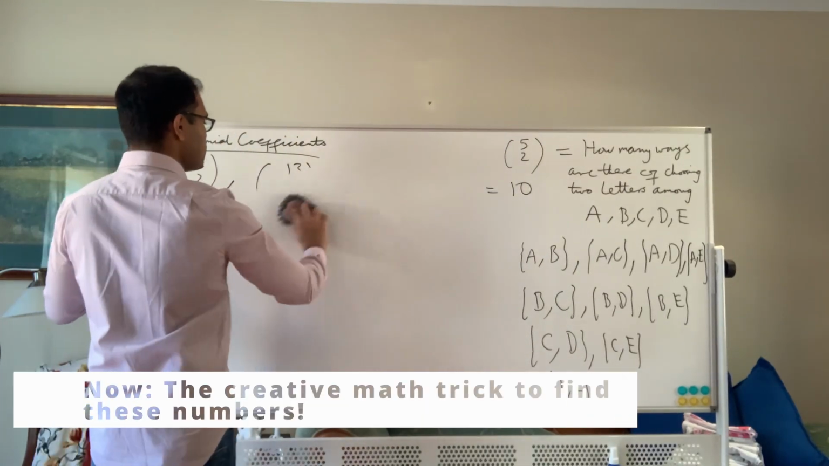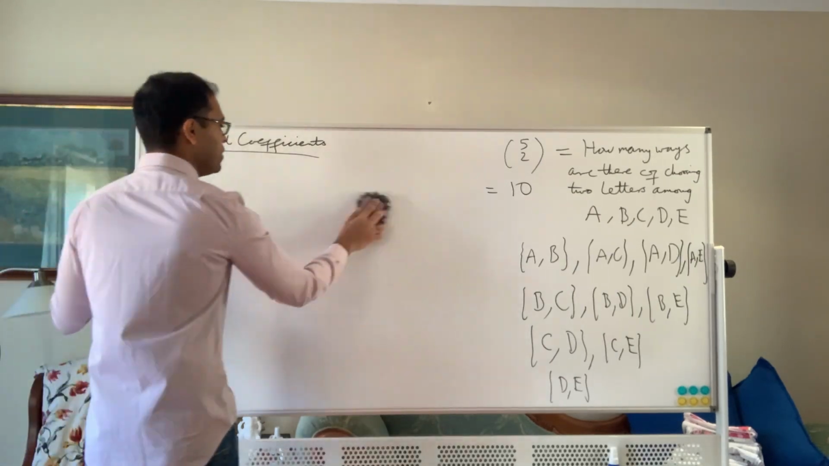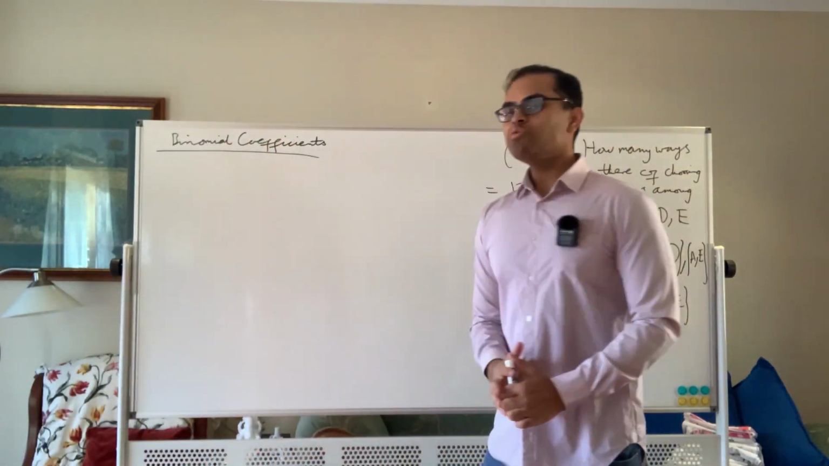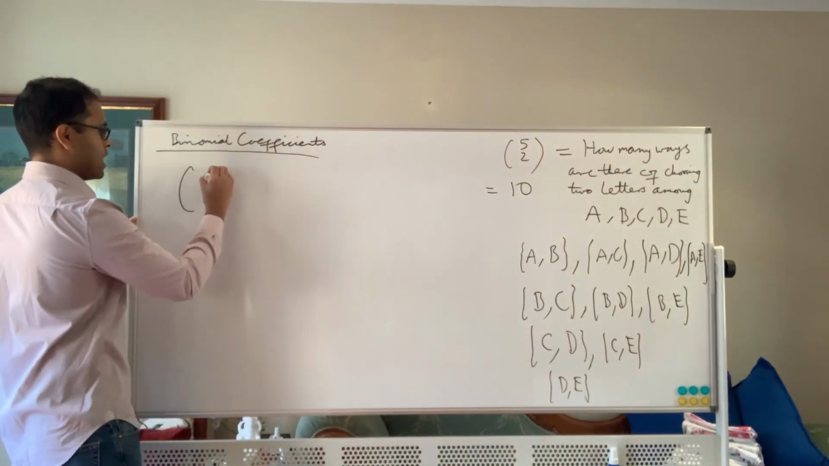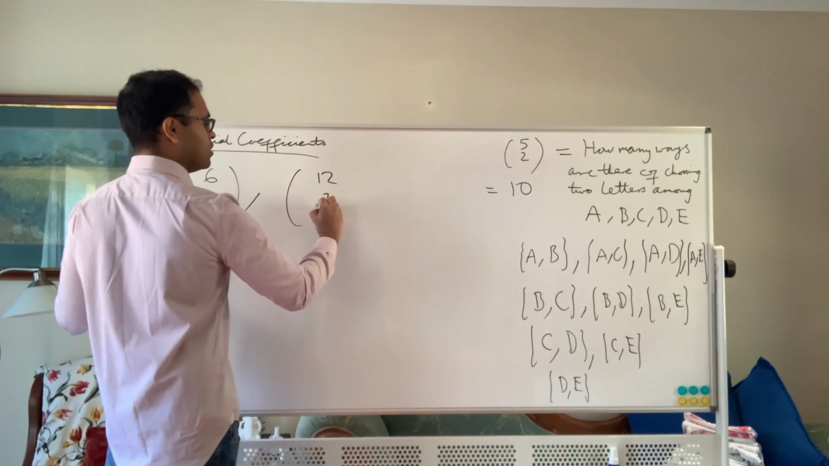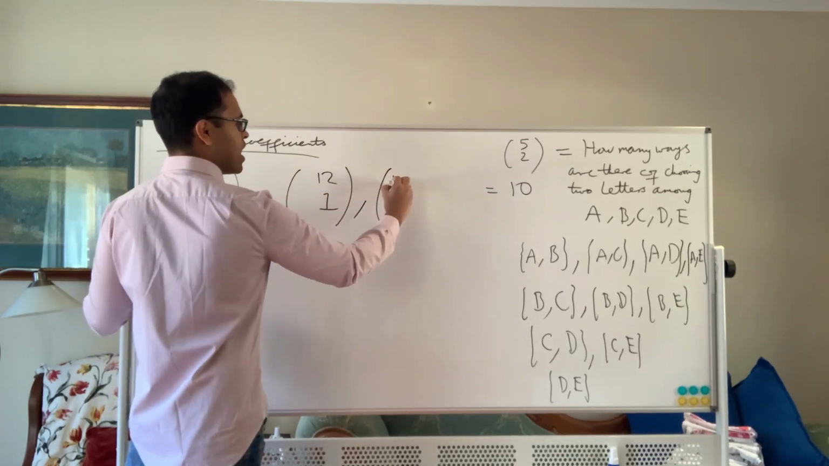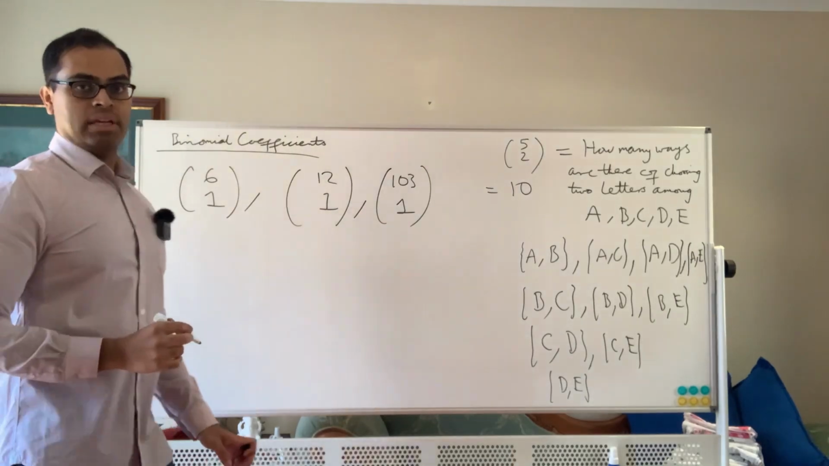Okay, so one more thing I want to do just to get a feel for this before we dive into the formula. A couple of things that help to get a feel is what happens if you have 1 at the bottom. So what happens if you write down something like 6 choose 1, or 12 choose 1, or 103 choose 1? What are these values going to be?